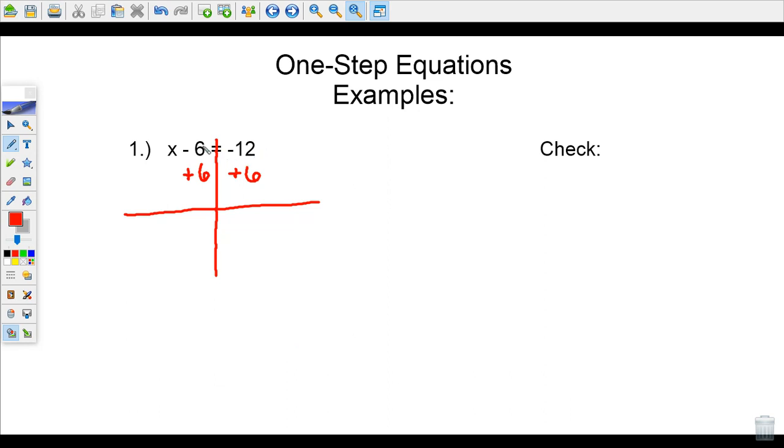Over here, this was negative 6 plus 6. Well, negative 6 plus 6, that's 0. They just cancel out. So all that's left is x. I'm going to drop down my equal sign on this line. On the right side, it was negative 12 plus 6.